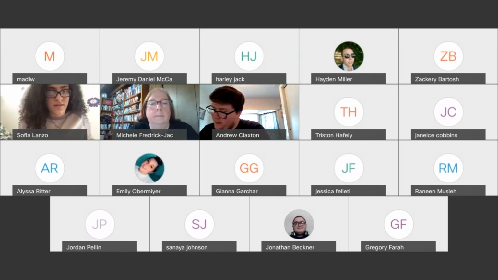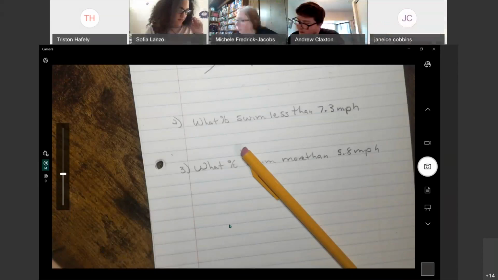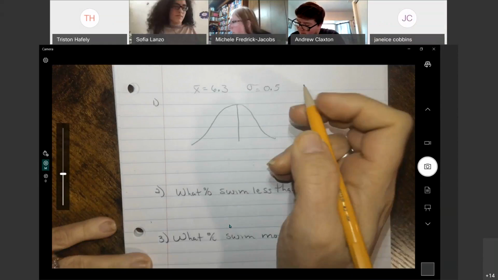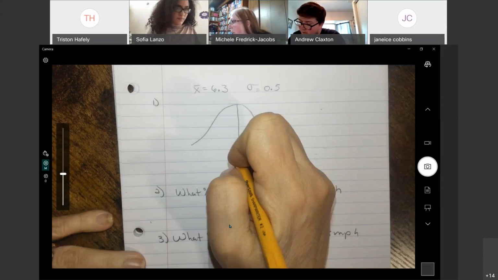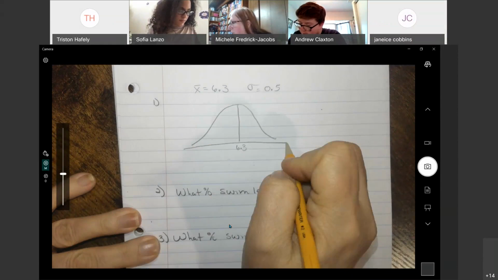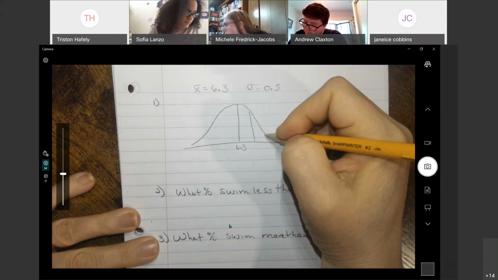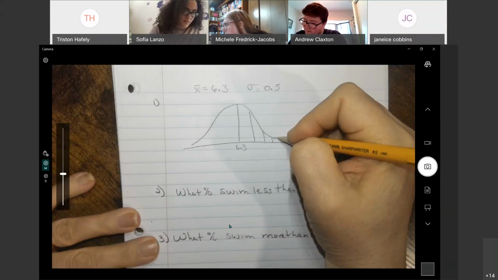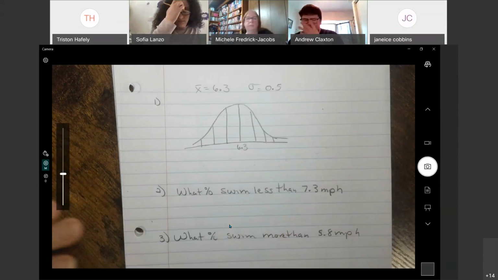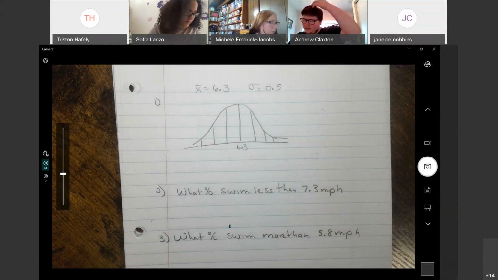Was the average speed 6.3? Yes. So that would be the median? Yep. Average and median mean the same, so 6.3 goes in the middle, and then go 3 units each way. And then we count by the 0.5s.